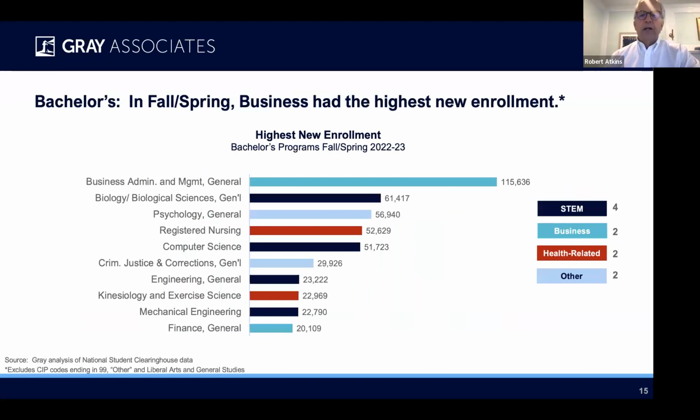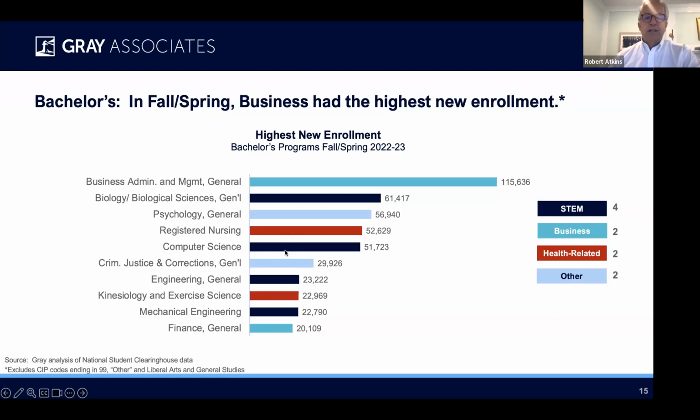Now, in fall and spring, what had the highest new enrollment? So now we're looking at enrollment statistics. Business, as you would expect, is the largest program out there. I'm a little surprised by our next two, biology in second place and psychology in third. Nursing at fourth, not a surprise. And we've got kinesiology and exercise science, another healthcare program making the top 10, a little bit lower on the chart.